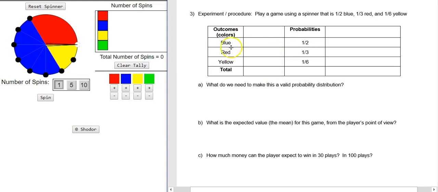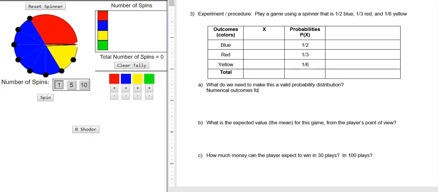I've got this filled in already with just the colors and the probabilities for each one. But if we want to make this a valid probability distribution, we need to fill in some kind of numerical values for the outcomes. This still gives us an idea of what happens. We can still use this table, but it doesn't actually count as a probability distribution unless we have numerical outcomes. So what we need here is numerical outcomes for x. X is our random variable.